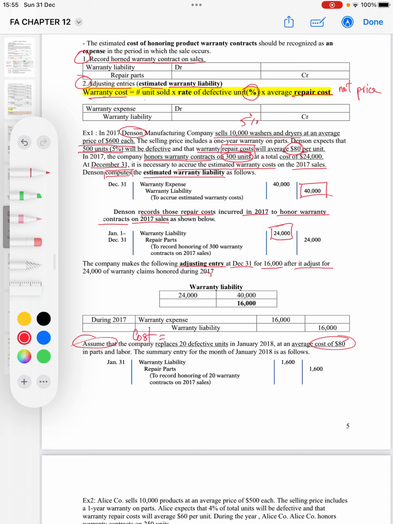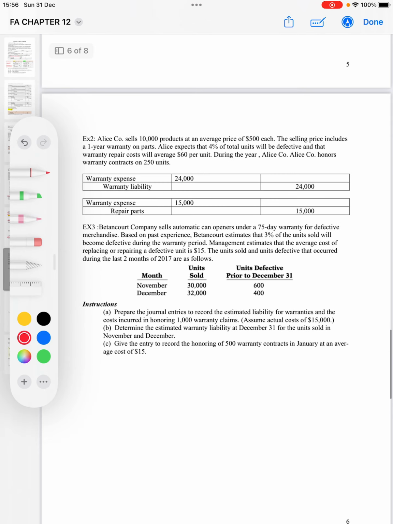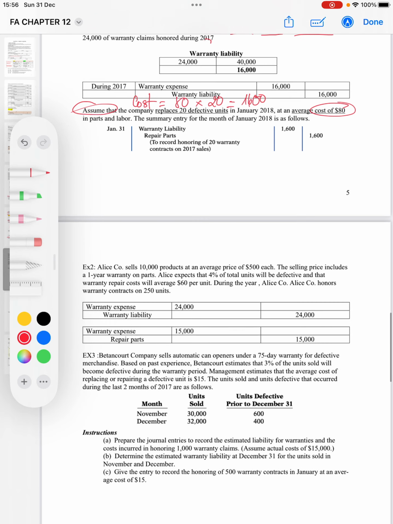So you use $80 as the cost per unit multiplied by the 20 defective units, and you get the amount of 1,600. So warranty liability is debited and repair parts is credited with the amount of 1,600. Okay, so this is an example, another example.